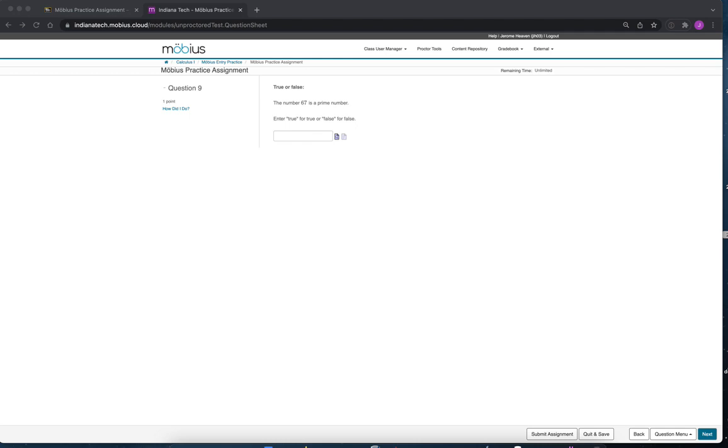The number 67 is a prime number. Yes, that is correct. You can do whatever checking you want. But yeah, 67 is a prime number. It can't be factored. The only factorization of 67 would be 67 times 1, right? Those are the only two factors of 67. So the statement is true. So I put true, and if I'm a little doubtful, I can check. But there we go. So yeah, you have some questions where you'll be entering text and so forth.